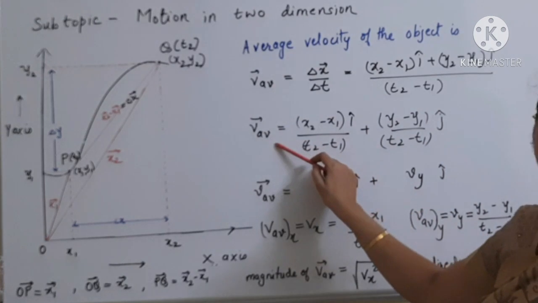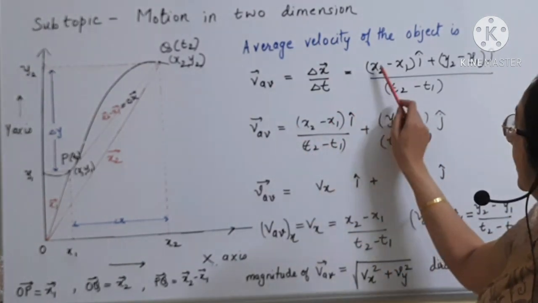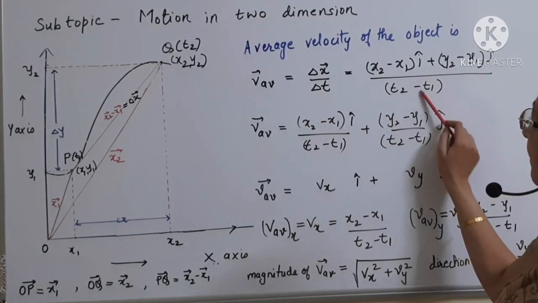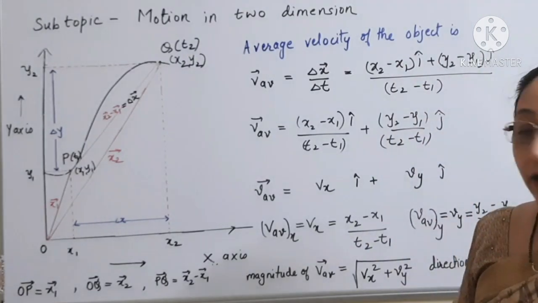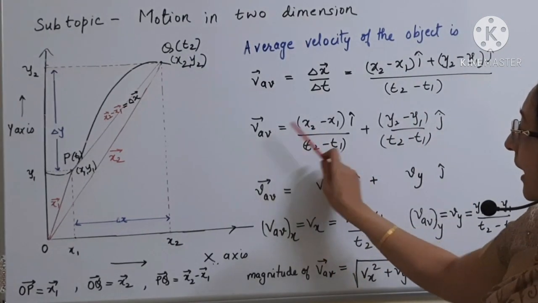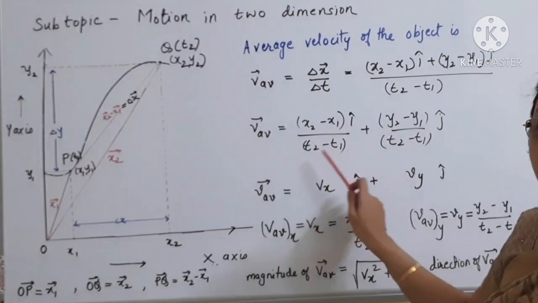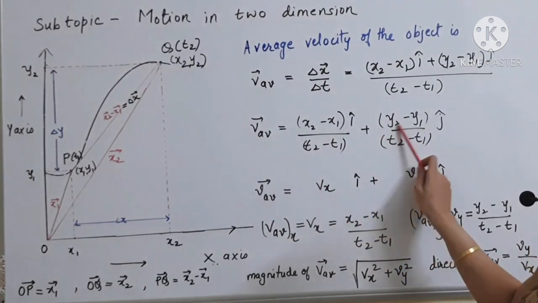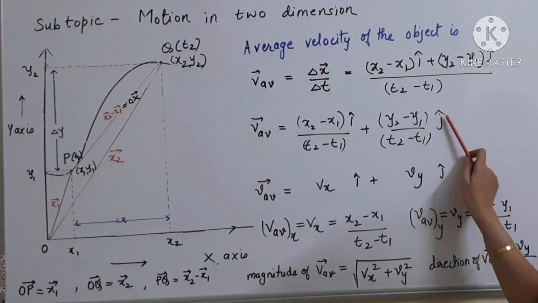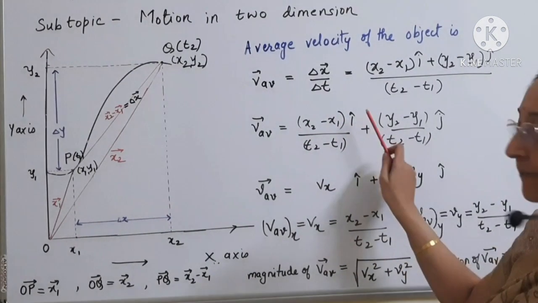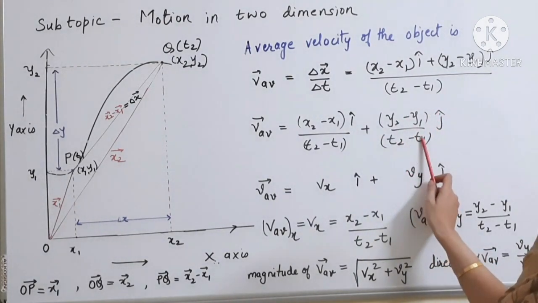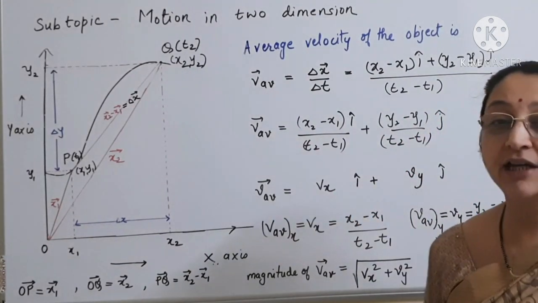So V average is x2 minus x1, we separate. आपण separate केलं, कारण इथे न्यूमरेटरला दोन टर्म्स आहेत म्हणून. सो x2 minus x1 into i upon t2 minus t1 plus y2 minus y1 upon t2 minus t1 into j. म्हणजे हे x2 minus x1 upon t2 minus t1 i plus y2 minus y1 upon t2 minus t1 j. So this is the average velocity.